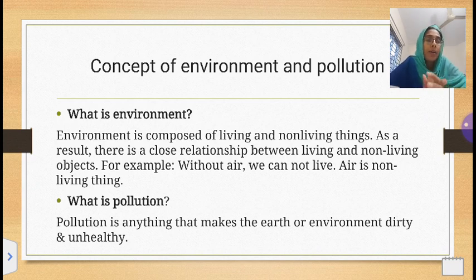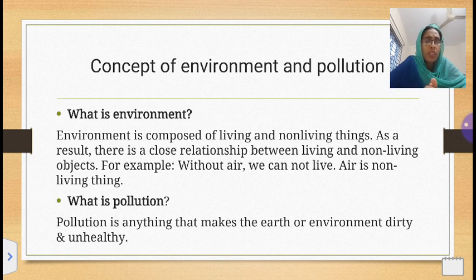Okay, we will go to our lesson. First of all, the concept of environment and pollution. What is environment? I think everyone has an idea what the environment is. Let me just review it. The environment is composed of living and non-living things. As a result, there is a close relationship between living and non-living objects. You may have a question: how does a close relationship exist between living and non-living things? This is very simple. Without air or without water, we cannot live. Air and water are non-living things. So in our environment, there is a close relationship. It always maintains a close relationship between living and non-living things, even organism to organism.